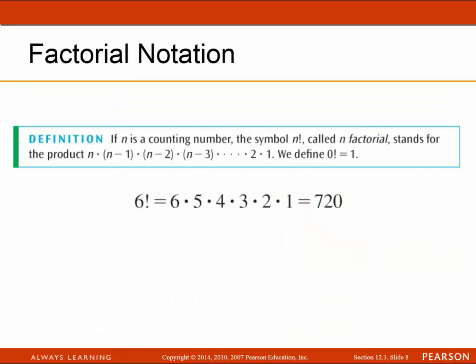Now the next thing that we're going to talk about is factorial. And this is going to lead us to the formula for permutations and also the formula for combinations. So if n is a counting number, then the symbol n factorial stands for the product of n times n minus 1 times n minus 2 times n minus 3 all the way down to 1. Now 0 factorial is actually 1. So here's an example. What's 6 factorial? 6 factorial is equal to 6 times 5 times 4 times 3 times 2 times 1, which is 720. And most scientific calculators have both the permutation and the factorial keys, and they have a third one, which is the combination key.